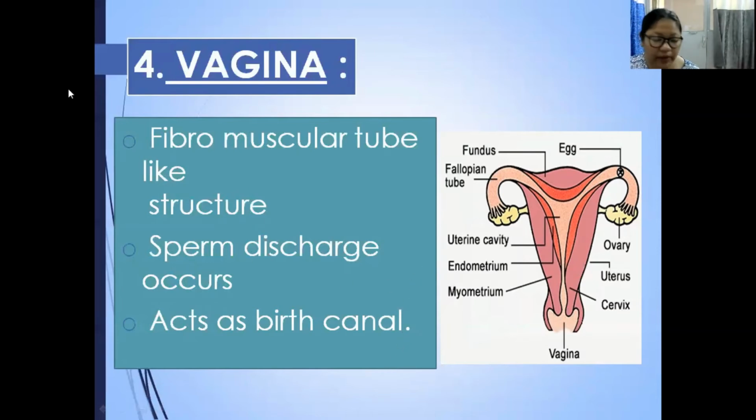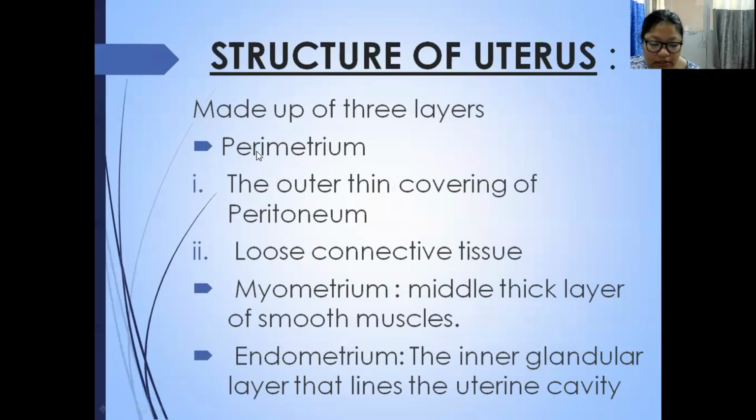Now let's get back to the structure of the uterus. The perimetrium, it is the outer thin covering of peritoneum, and it has got a loose connective tissue. That means this connective tissue tries to keep the uterus distinct from other parts of the body, because it is important that the uterus is separated from other parts of the body. So it is this loose connective tissue that will keep it separate from other parts of the body.